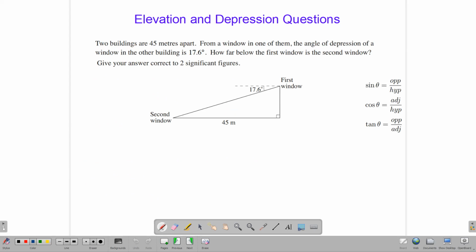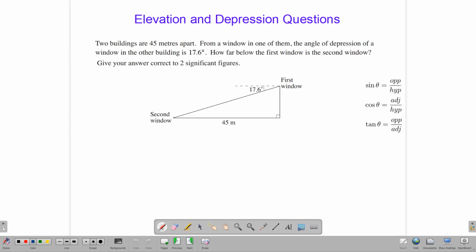Here we have a similar question. Two buildings are 45 meters apart. From one window in one of them, the angle of depression of a window in the other building is 17.6 degrees. How far below the first window is the second window?